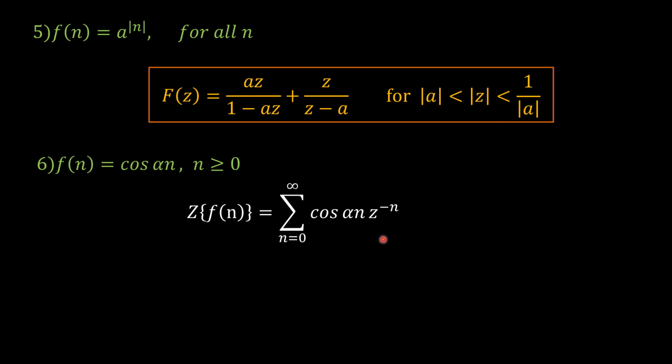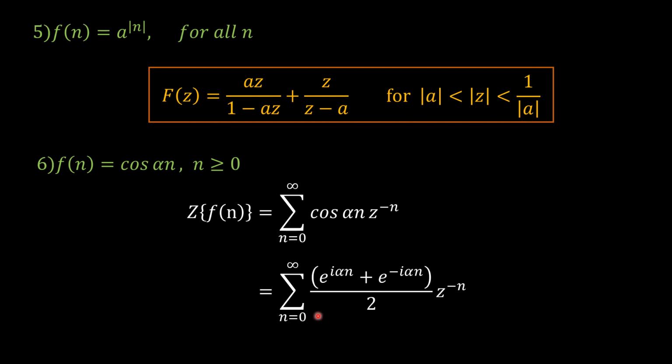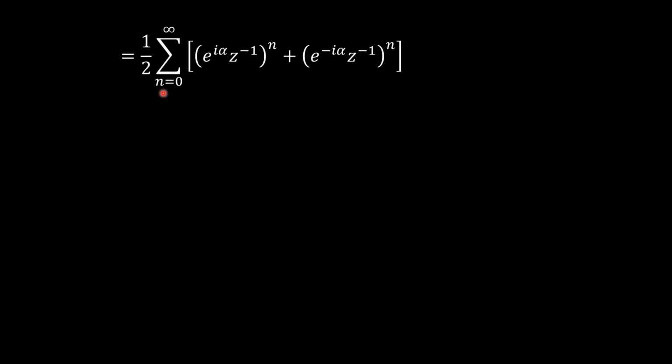For the simplification purpose, we replace this cosine term by its exponential equivalent using Euler's formula. So that will give us summation n equal to 0 to infinity e raised to i alpha n plus e raised to minus i alpha n upon 2, z raised to minus n. Take 1 by 2 common, and under the summation sign we will multiply by z raised to minus n inside the bracket, and those two terms will be expressed as e raised to i alpha z raised to minus 1 bracket raised to n plus e raised to minus i alpha into z inverse bracket raised to n.